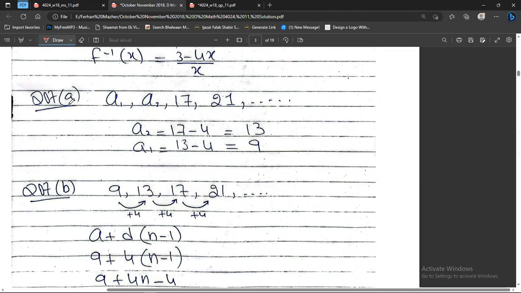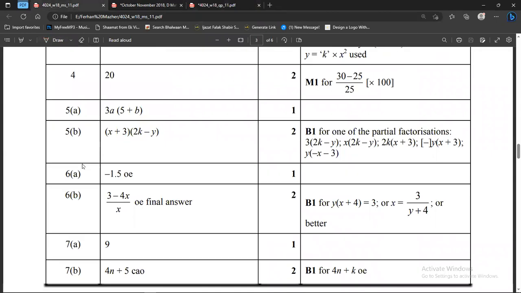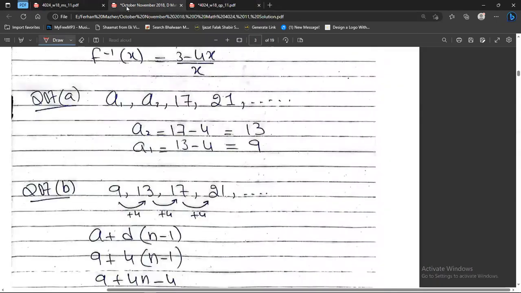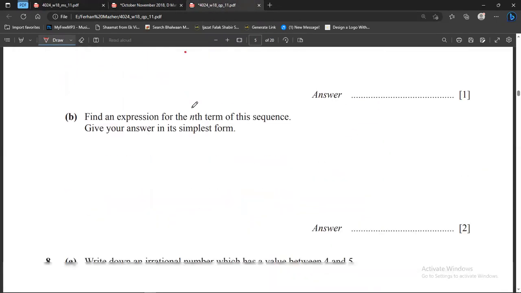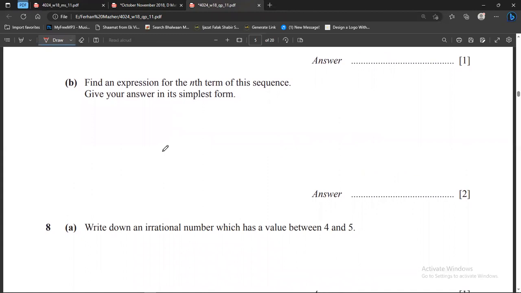So that will be the 9, and it means that the first term is 9. Okay, so this is the solution. Question number 7, it's B part. He says find an expression for the nth term of this sequence, giving your answer in its simplest form.